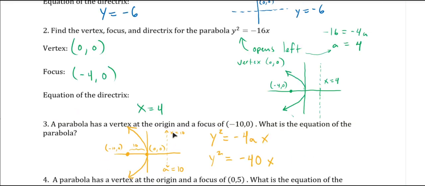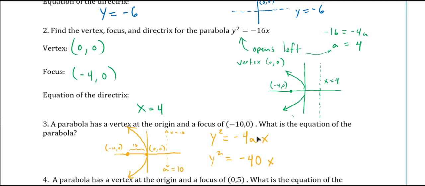These questions now ask for an equation given certain values for the vertex and focus. It says that the vertex is at the origin and the focus is at minus 10, 0. This right away tells me that my parabola is going to open to the left in order to encapsulate that focus. That tells me also my value for a. Since I've gone from 0, 0 to minus 10, 0, I've gone a distance of 10, and so my a is 10. That means that 10 units in the other direction will give me my directrix.